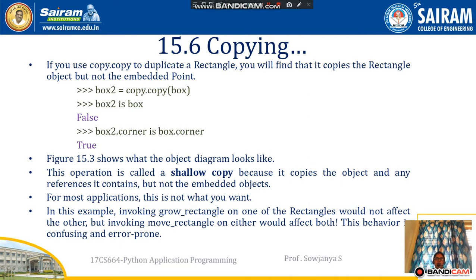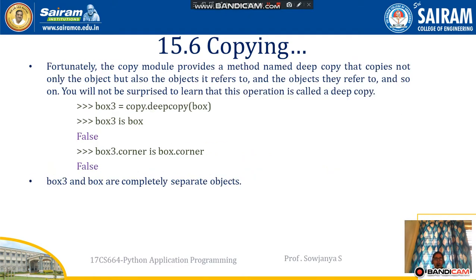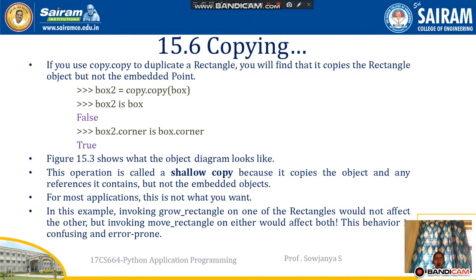For most applications, this is not what you want. So in this example, invoking grow rectangle on one of the rectangles would not affect the other, but invoking move rectangle on the other would affect both. Okay, that means the rectangles will not be the same, move rectangle will be working. This behavior will be confusing and error prone. That is why we say aliasing is difficult to read.